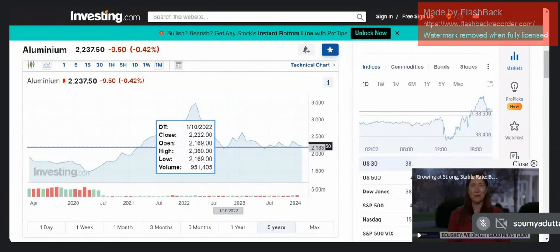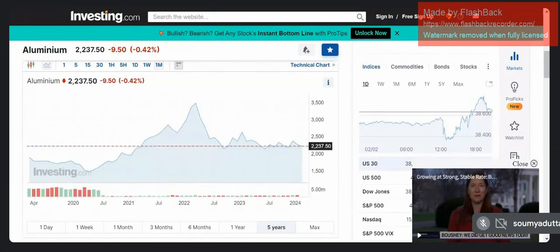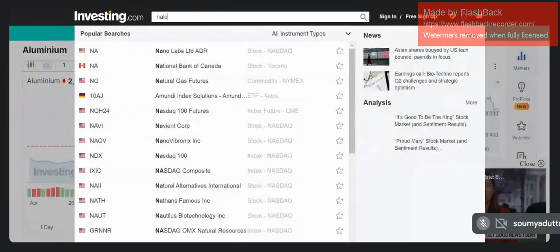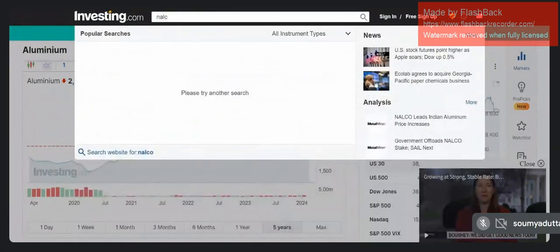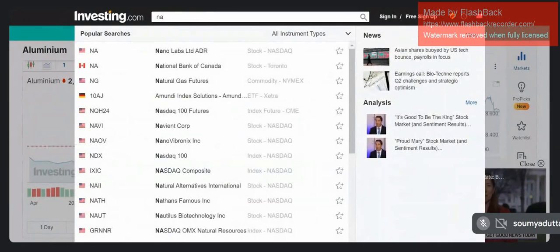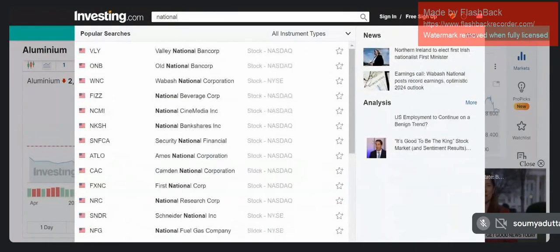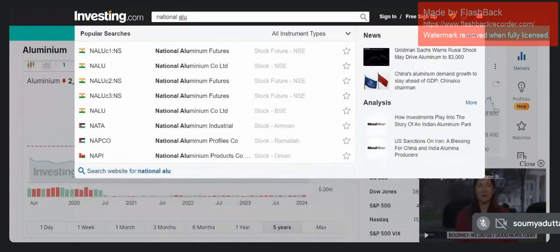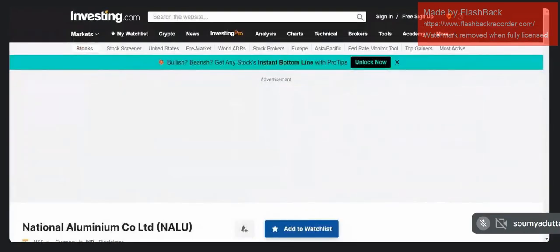And what happened? All the aluminum companies also crashed, like Nalco, Hindalco, everything crashed. Companies which produce aluminum. Yes, correct. National Aluminium. So in the same period it also crashed.